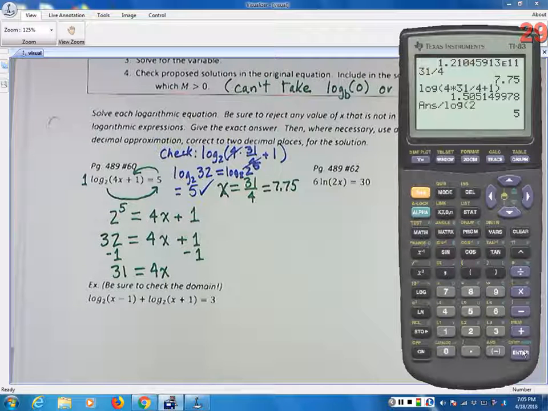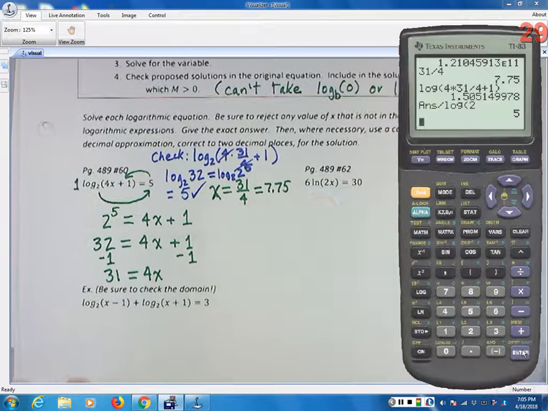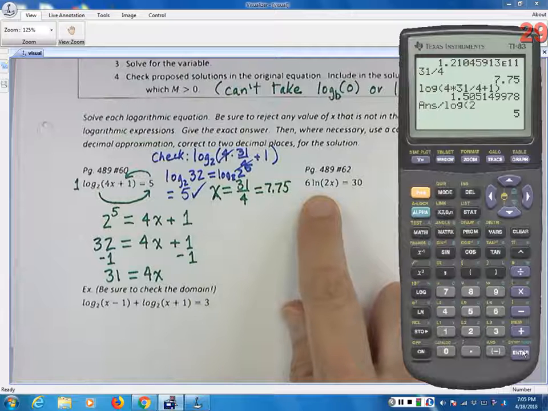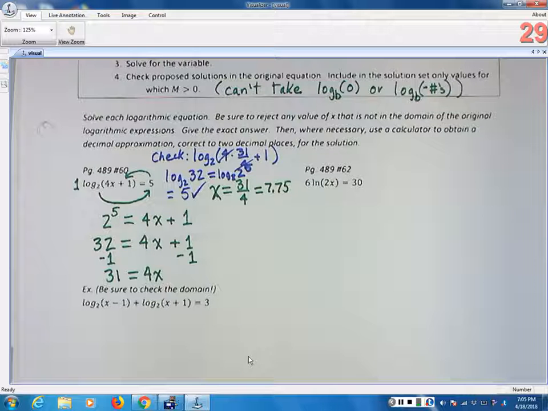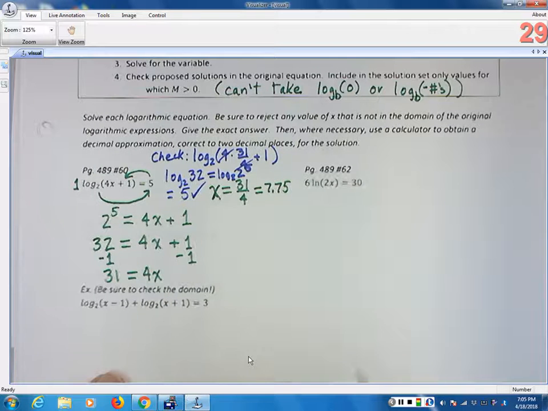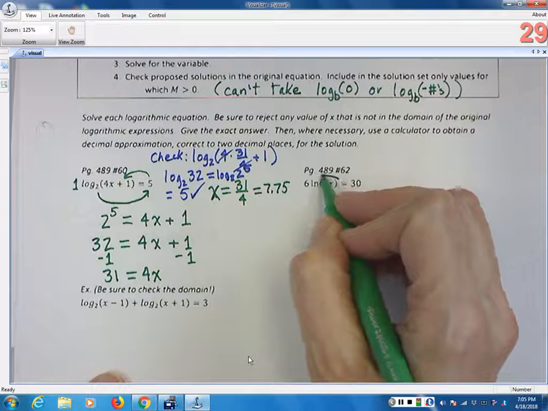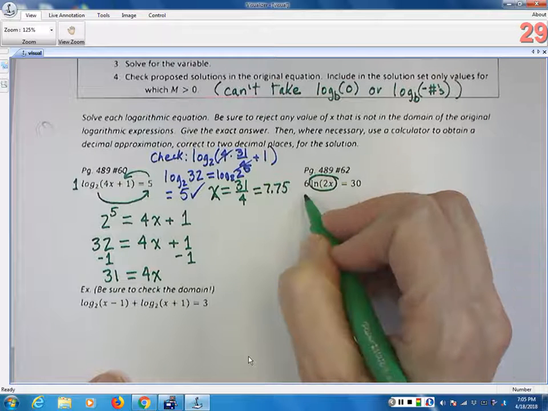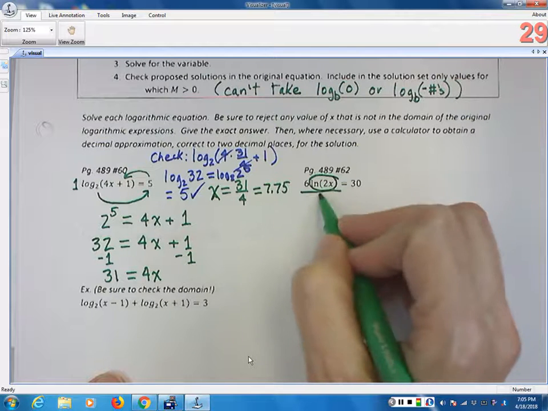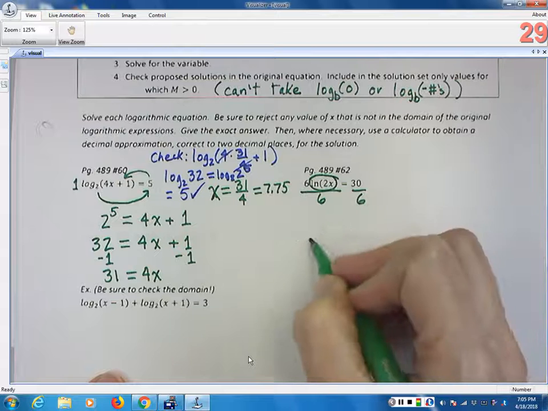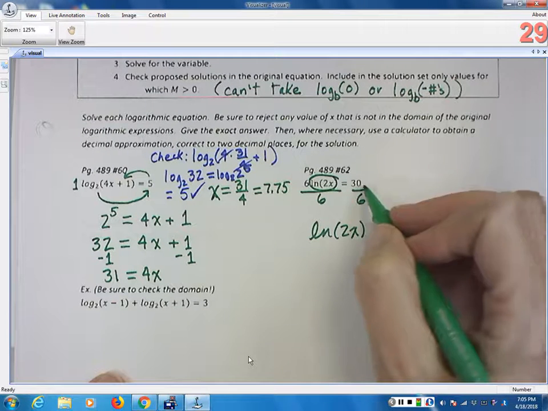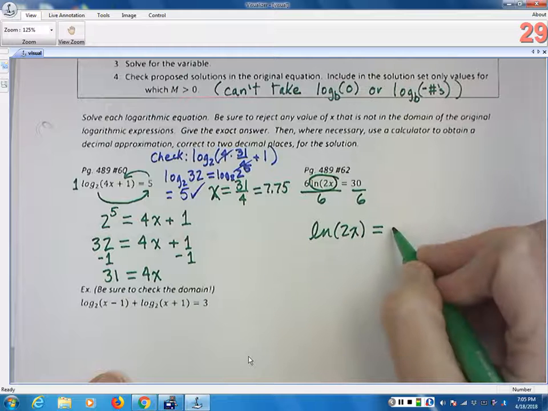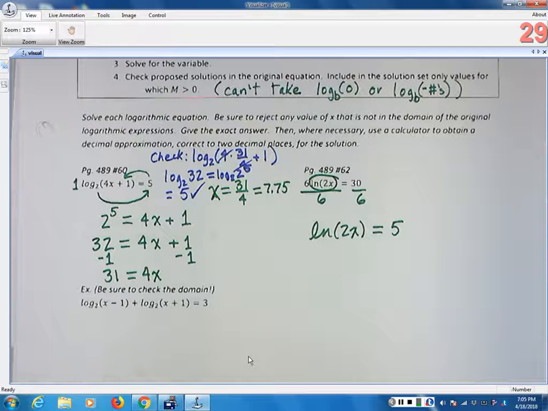Okay. So the next one, we have to make sure we isolate the log. Let's get rid of the calculator. We need to get this by itself. It's being multiplied by 6, so let's divide by 6. So we get natural log of 2x, and we don't have to keep 30 over 6 because that divides evenly and it's 5.